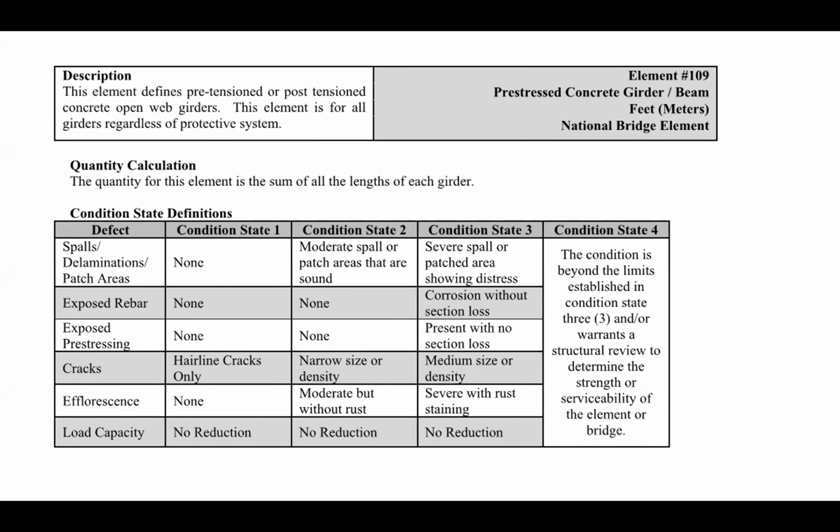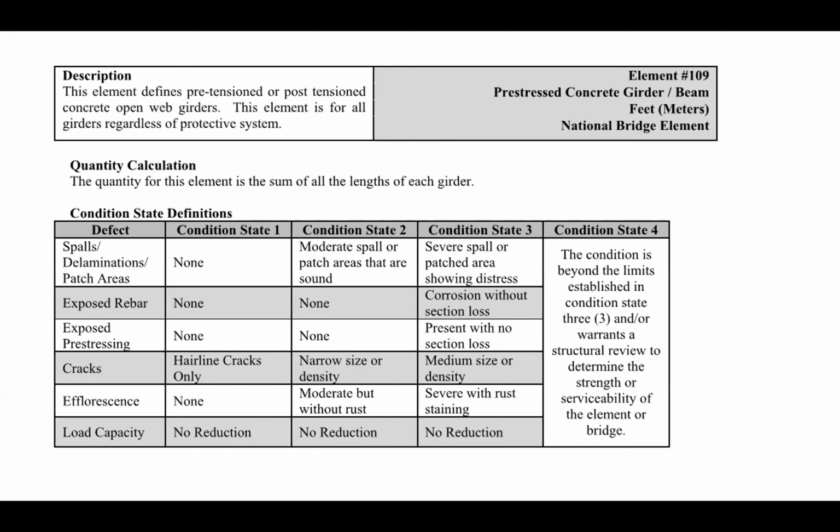And furthermore, they have established 4 different conditions. So this is in addition to the rating system of 0 to 9. Now we have a detailed rating system for each element. So if you're in condition state 1, chances are there's not much going on that's of worry. If you have cracks, they're probably hairline only. You get to condition state 2, you see there's some moderate words there, narrow. You get to condition state 3, you have severe spalling, corrosion without section loss, medium size and density, severe with rust staining, and so forth. And if you get to condition state 4, you really need to take a more detailed look at this. So that's kind of a special category unto itself.